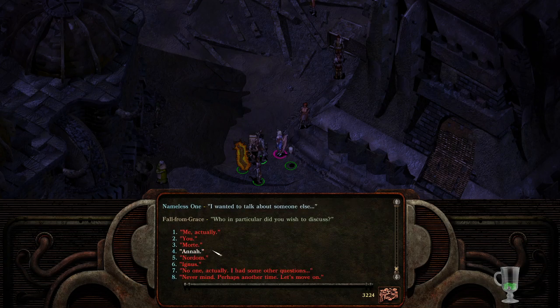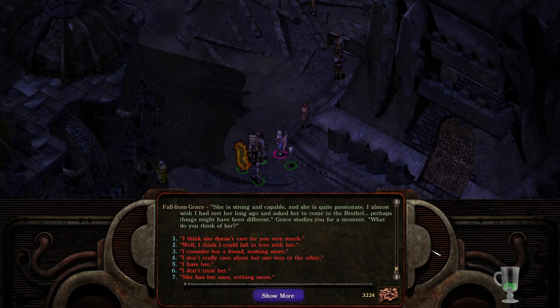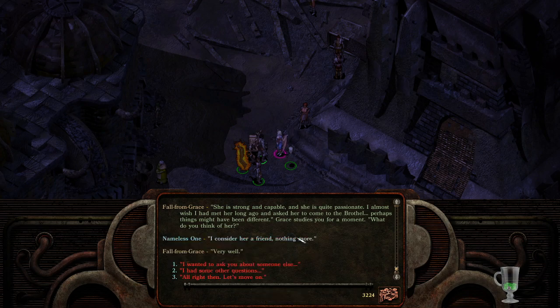Someone else. Anna. She's strong and capable, and she's quite passionate. I almost wish I had met her long ago and asked her to come to the brothel. Perhaps things might have been different. He studies you for a moment. What do you think of her? I think I could fall in love with her. I consider her a friend, nothing more. Very well.